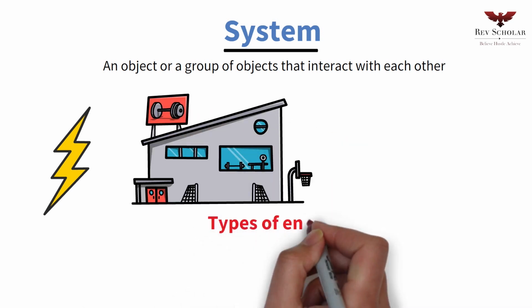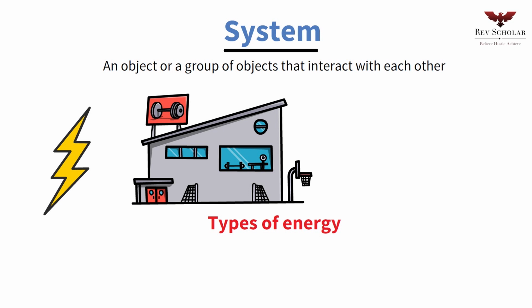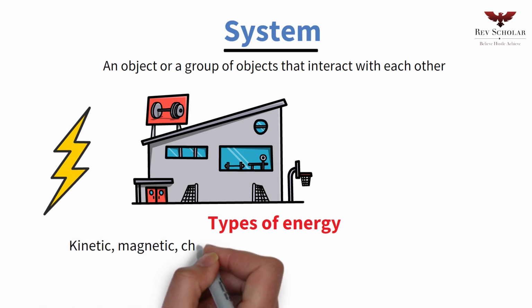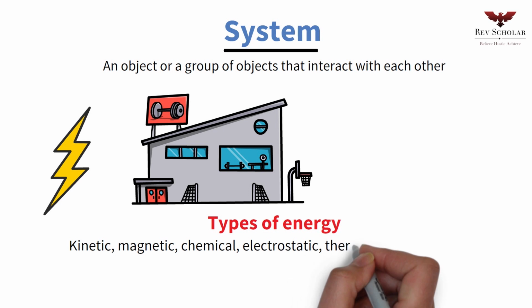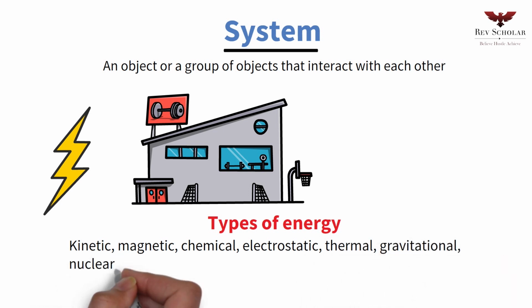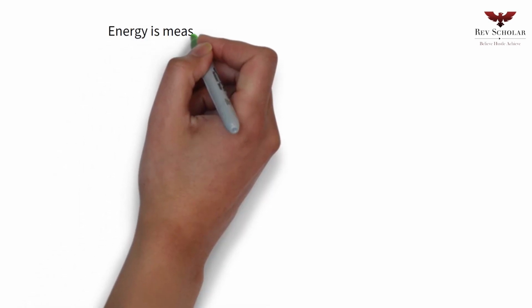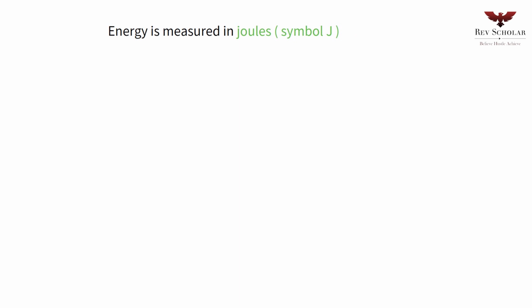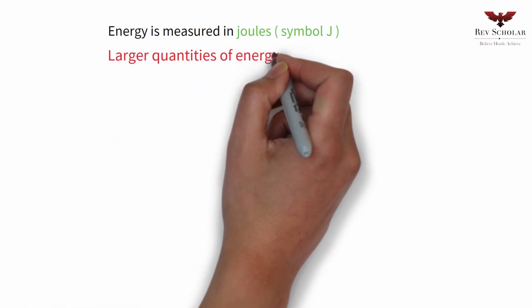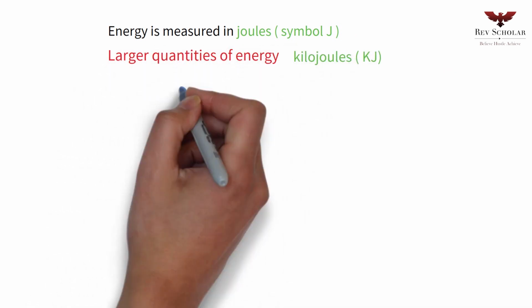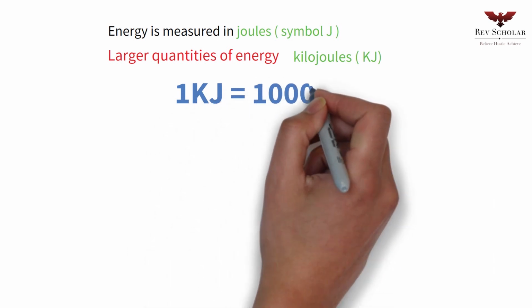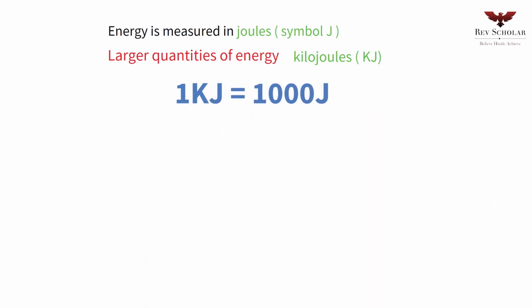Now, there are many types of energy. These forms of energy include kinetic, magnetic, chemical, electrostatic, thermal, gravitational, nuclear, and so on. We shall learn about these in detail later. Energy is measured in joules. Large quantities of energy are measured in kilojoules. Remember, 1 kilojoule is equal to 1000 joules.